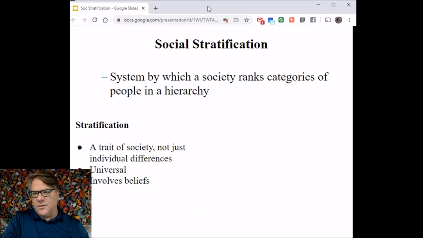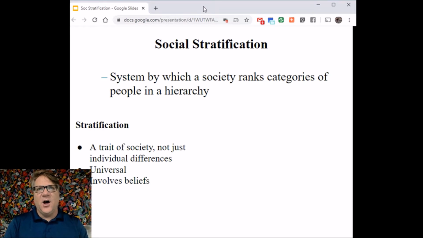So the first thing I want to talk about is how these terms are different. Let me move this over just a little bit. There you go. We want to talk about how stratification is different from inequality. You're going to see much of this on pages 242 and 243 of your textbook. We want to be clear that stratification is a trait of society and it's not just a reflection of individual differences. That might sound a little bit odd.